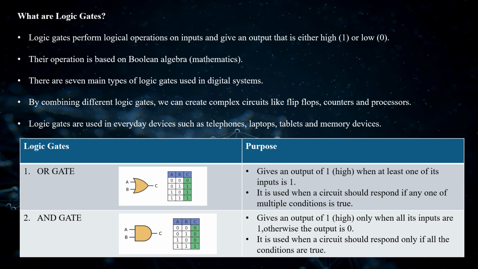On this slide, we are looking at two important logic gates, the OR gate and the AND gate. The OR gate gives an output of 1 if any of its inputs is 1. So even if only one input is true, the output will be true. The AND gate is different. It gives an output of 1 only if all of its inputs are 1. If even one input is 0, the output will be 0.